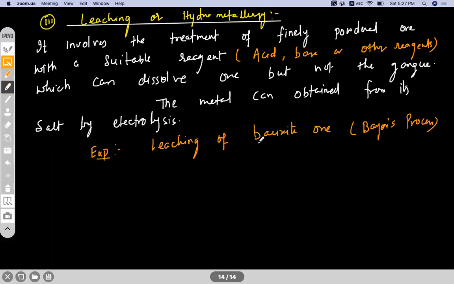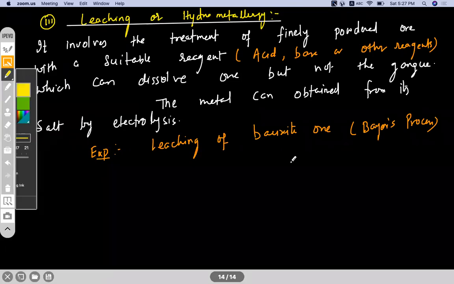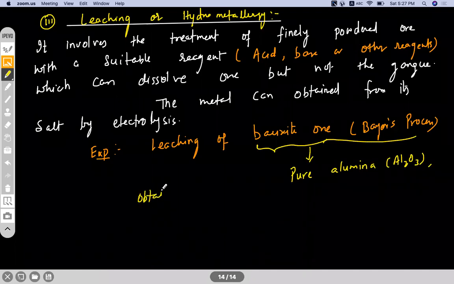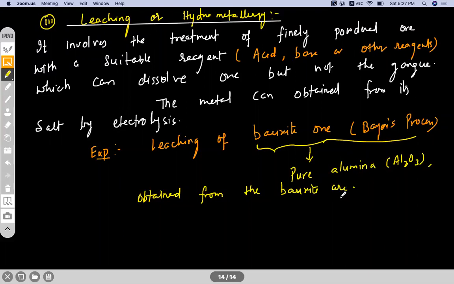So in bauxite ore, first of all, you have to keep this in mind, that in Baeyer's process, pure alumina, that is Al2O3, is obtained from the bauxite ore. Okay. Pure alumina obtained from the bauxite ore.